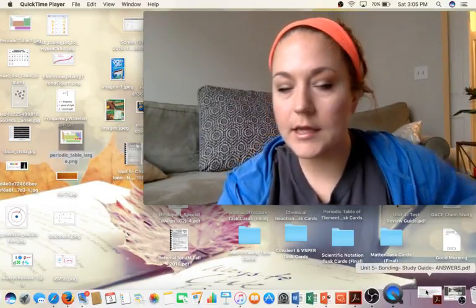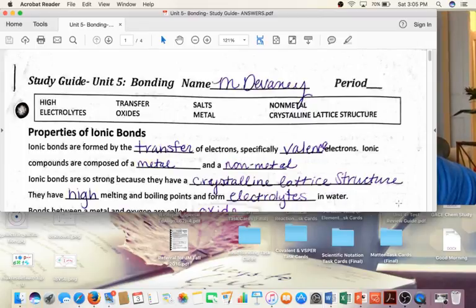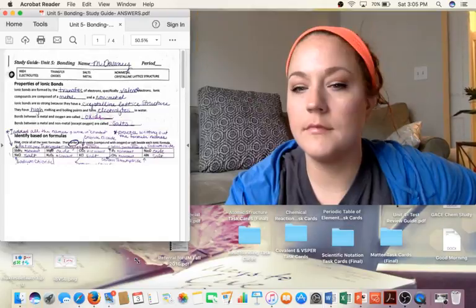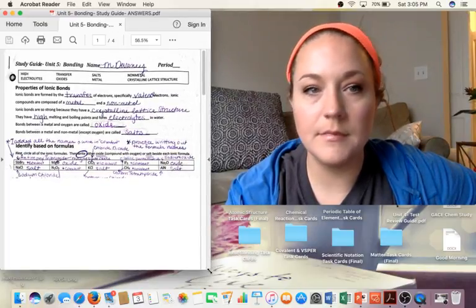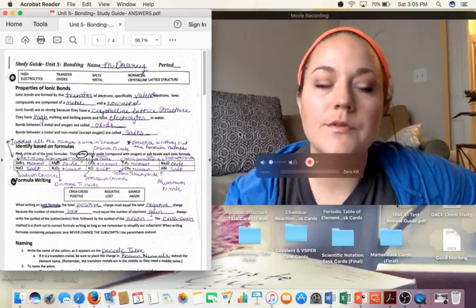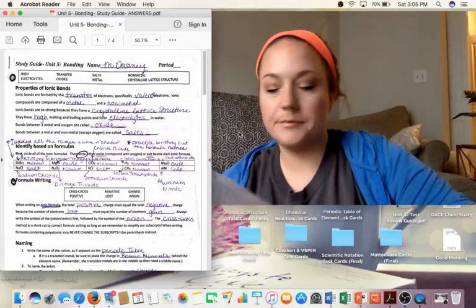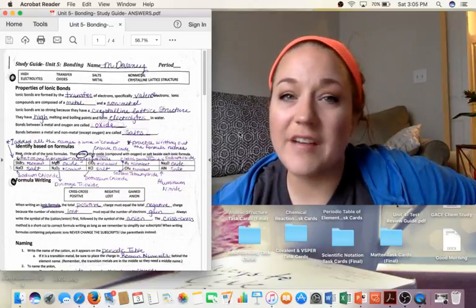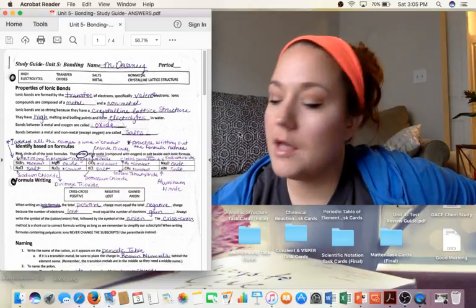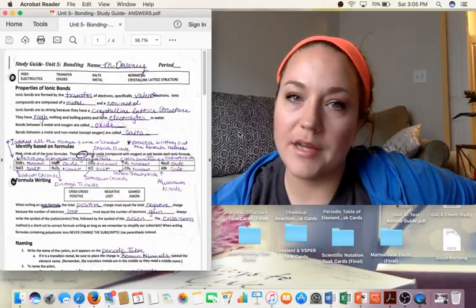I went ahead and had a copy of the review guide as a PDF, and we're going to start going through it and discussing it together. So for the first one, I have my copy too. For the first one, the properties of ionic bonding. Remember that the first paragraph only has to do with ionic bonding.